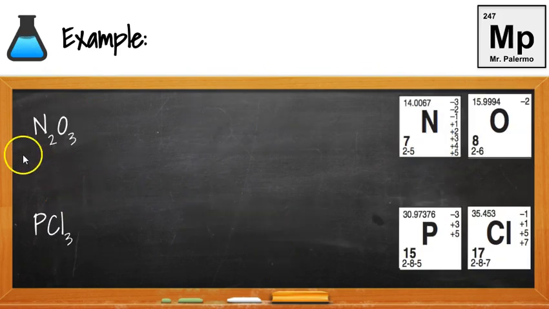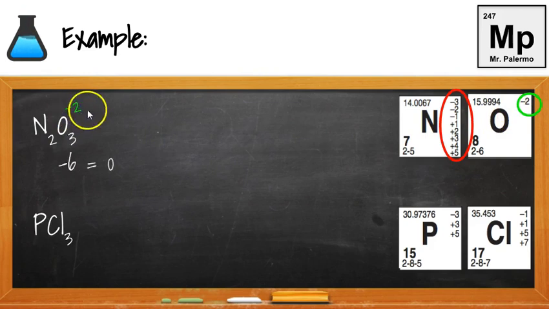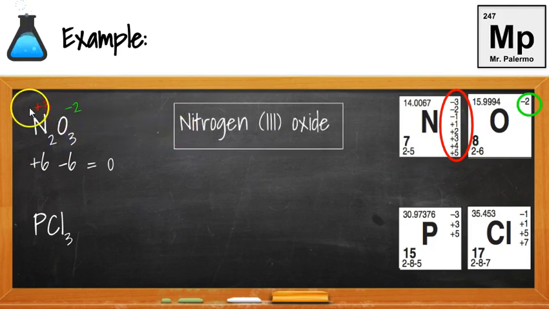Let's see another example. Same thing, I look up the first element. In this case, it's a nonmetal, nitrogen, and has many charges listed. So next thing I do, I'm going to look up the second element. Oxygen's a -2. I assign that, set it equal to 0. -2 times 3 is -6. Therefore, my 2 nitrogens, the total charge must be +6. If I have 2 of them, each one's going to be +3. And so I'd say it's nitrogen(III) oxide.